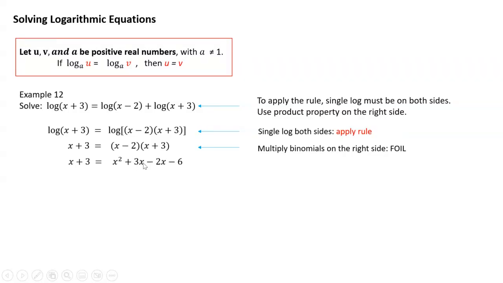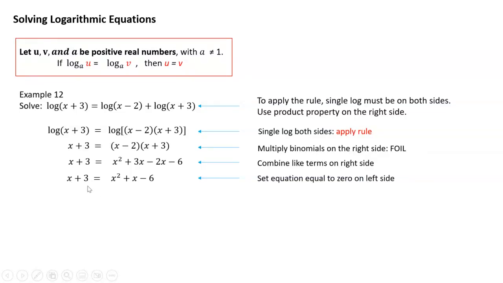It's going to give us x squared plus 3x minus 2x minus 6, because x times x will give us x squared, x times 3 will give us 3x, negative 2 times x will give us negative 2x, and negative 2 times 3 will give us negative 6. Combine like terms. So it'll be x squared plus x minus 6. Now, since we have a square, we have to set it equal to 0, because we're going to factor. So we're going to subtract x and negative 3 and 3 from both sides.